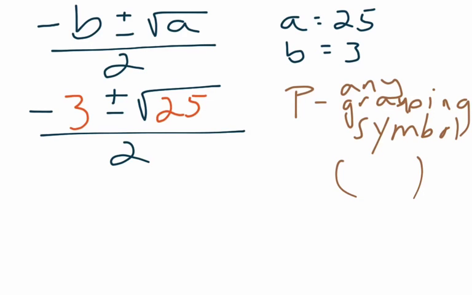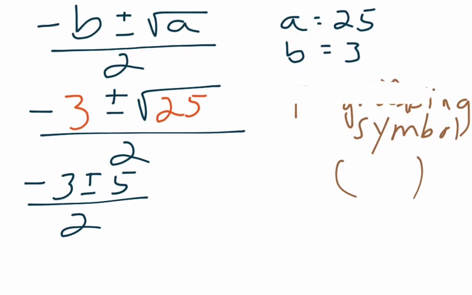The other grouping symbol that we have is this square root. So if you had some other stuff going on in here, you would want to do this first. And when you're dealing with grouping symbols, you always start with the innermost grouping symbol and work your way out. Because I have a grouping symbol here and a grouping symbol here, this group is inside this group, and I'm going to start by taking the square root. So we're going to have -3 plus or minus the square root of 25, which is 5, and that is all over 2.